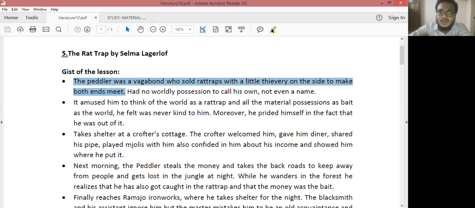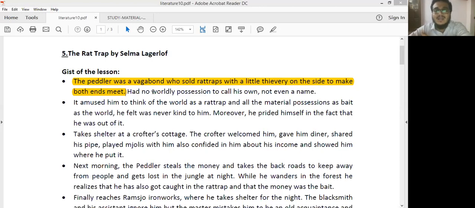He had no worldly possession to call his own, not even a name. You might be able to see this kind of people in your area or in nearby areas, people living like a mad fellow whom you treat as a pagal. Don't touch him. We treat them like untouchables. This kind of people will be seen in every area, village here and there, even in cities. He had no worldly possession to call his own. I have my name, you have your name, but he is not having a name, not even a name. He's not having anything that he can say is mine. Understood, students?